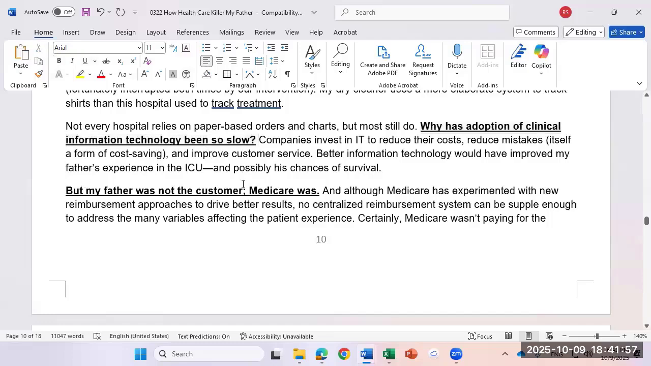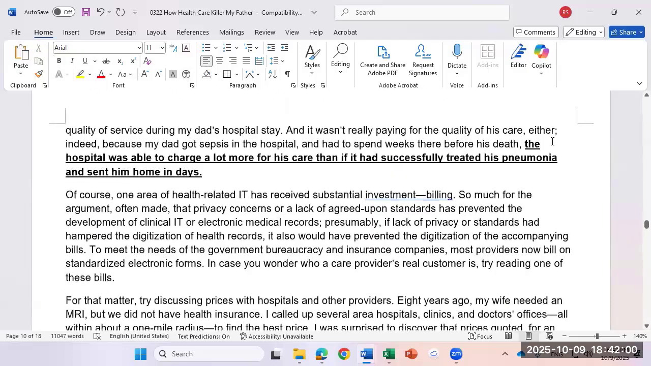My father wasn't the customer, Medicare was. The hospital was able to charge a lot more. Why? Because they infected him. They make more money. I'll tell you, this is a true story.